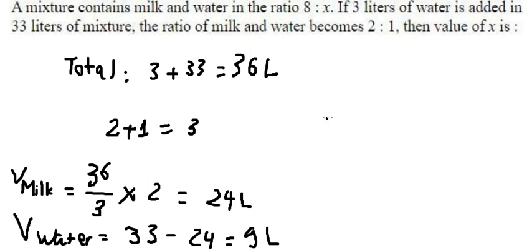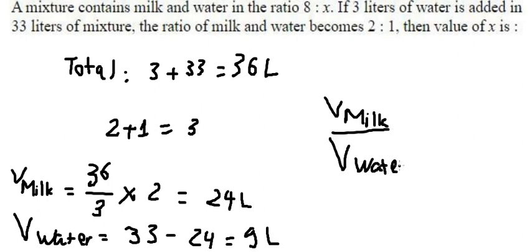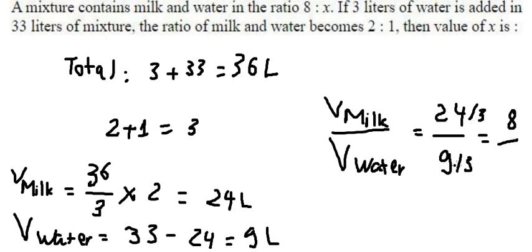Now we have the ratio between the milk and the water. So the milk we have 24. The water, that is about 9. 24 divided by 9, we can simplify by 3. So 24 divided by 3, we have 8. So 9 divided by 3, we have 3. So this one, that is about 8 over 3. And that is the final answer.